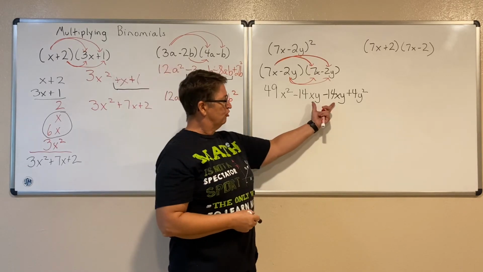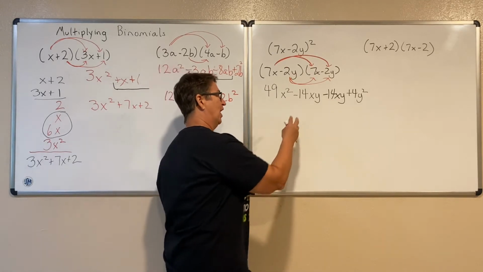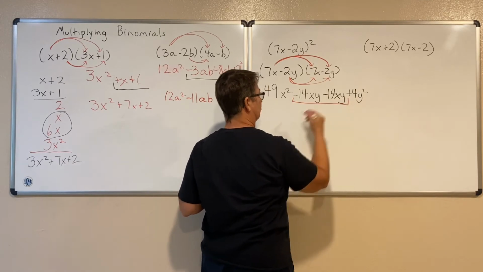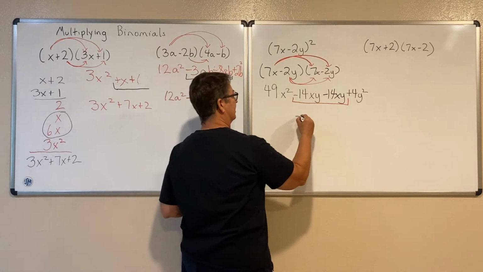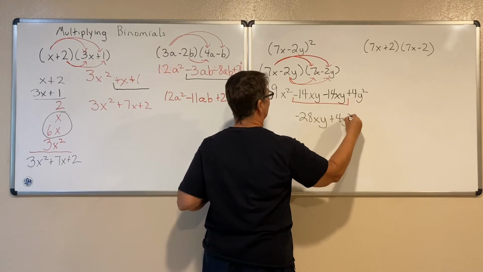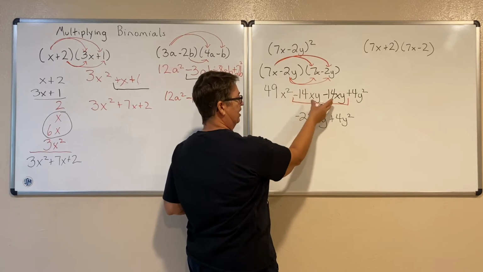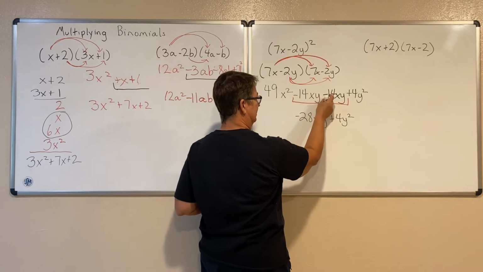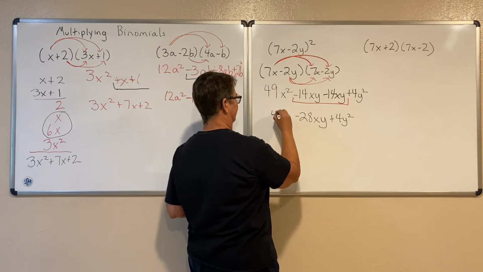Again, these middle terms are the ones where I can combine. I can combine those two xy's. So I have a negative 14 and a negative 14. I walk into negative land. I keep walking into negative land. I ended up with a negative 28xy. Remember, when I'm multiplying, x times x gives me x squared. But when I'm adding or subtracting, I'm just looking at negative 14 of these and negative 14 of these. So I end up with a negative 28 of those numbers.